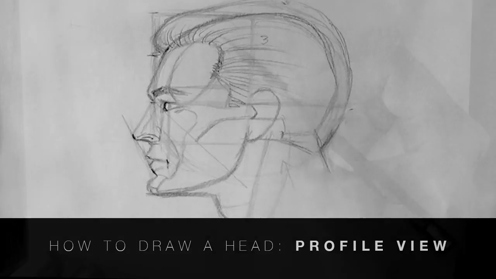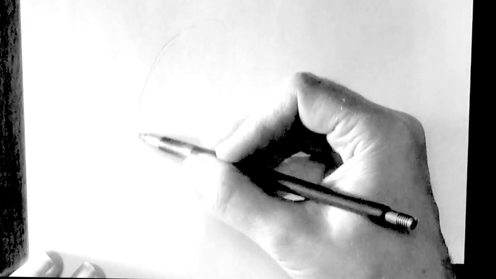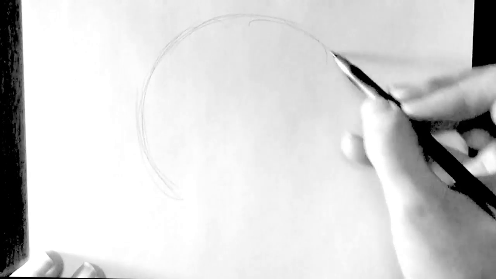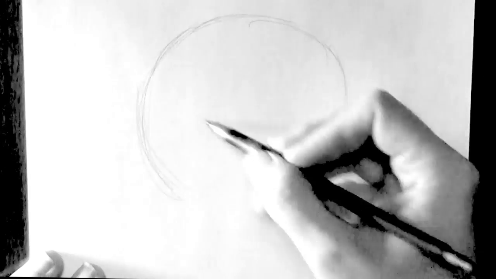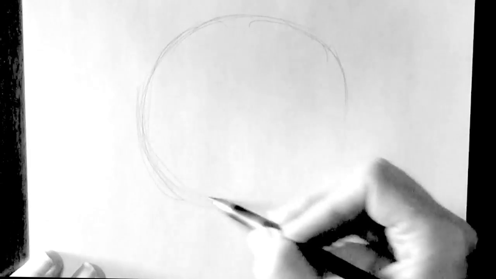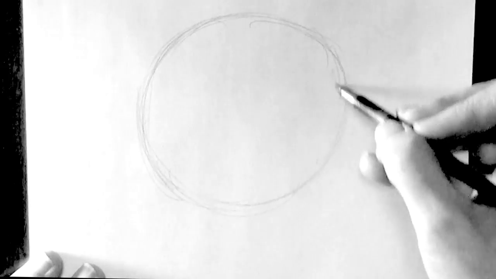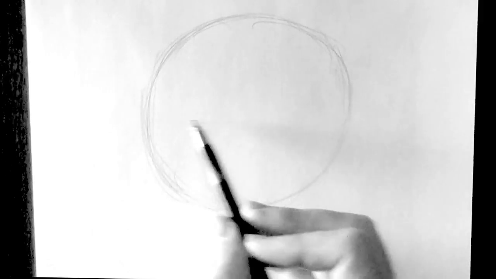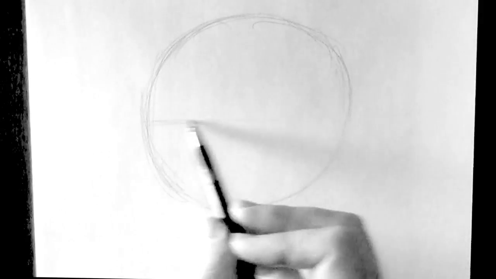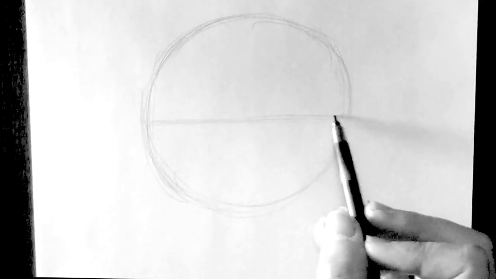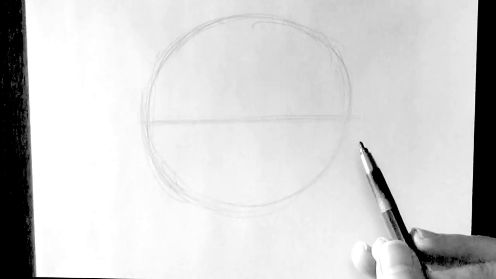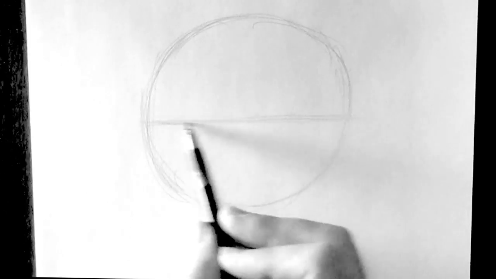Going to start with drawing a circle. Try to keep it round. If you can't draw a circle, after a while you'll be able to, but if you can't, maybe use a can or something. Okay, then you divide the circle in half. I'm saying circle and not a sphere because in this case we're drawing profile, so it's very flat.